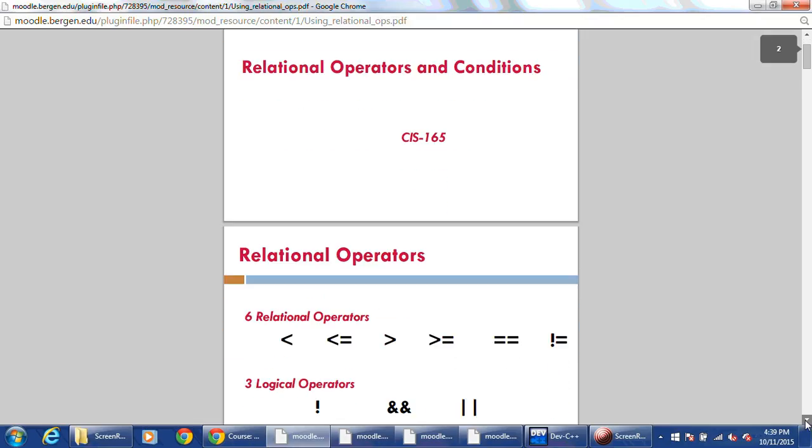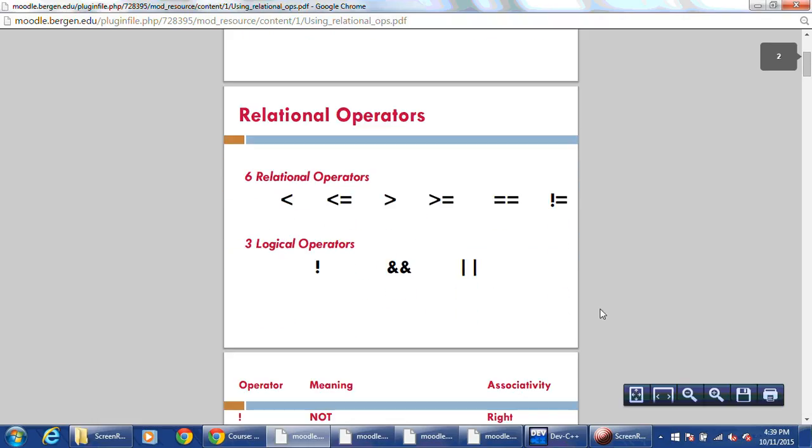What is a relational operator? Well, relational operators are operators that will return a true or false value depending on the condition that you apply using these relational operators. There are 6 relational operators and there are 3 logical operators. I'm going to go over each and every one of these.